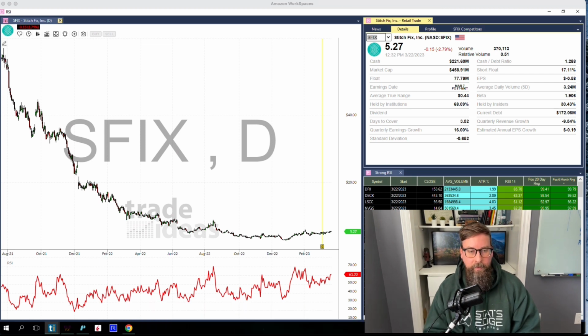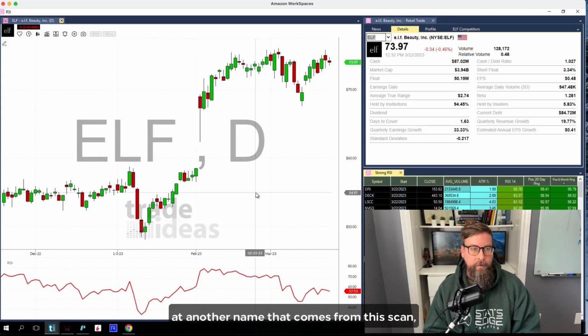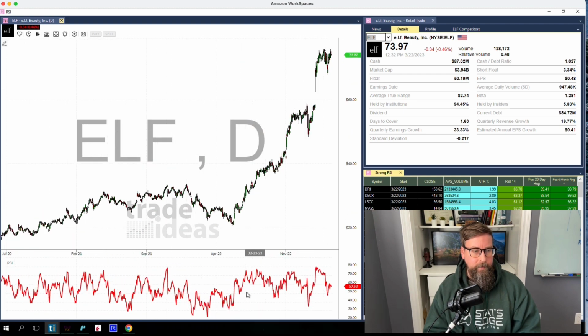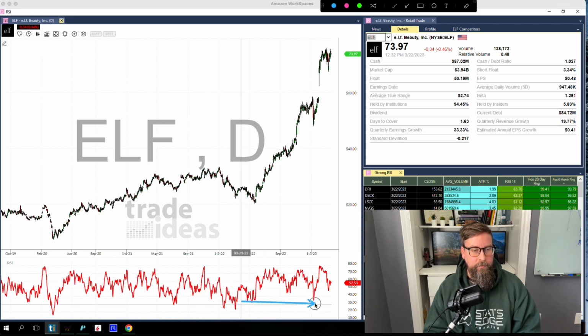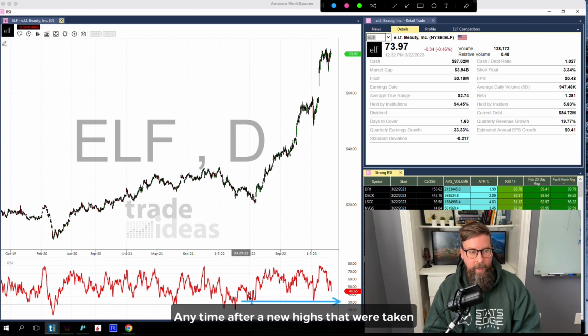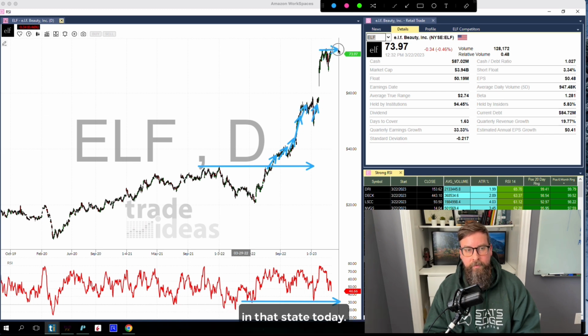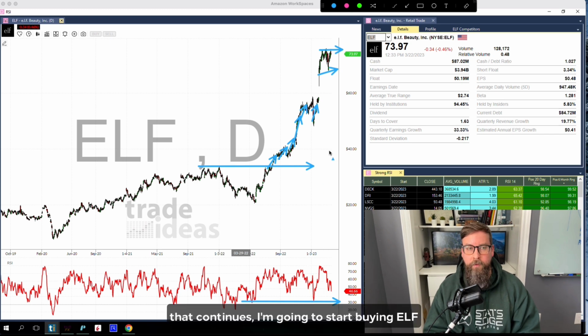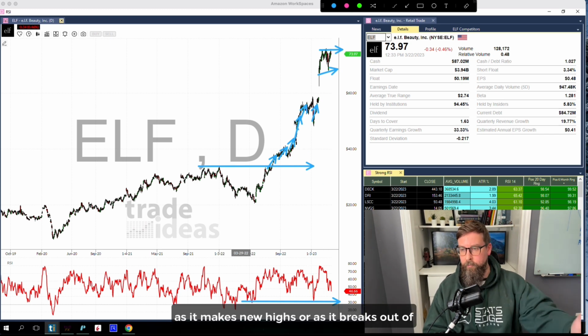Let's take a look at another name that comes from this scan, ELF. If I go back on ELF here, you can see, again, another year of RSI unable to get oversold. Any time after new highs were taken out and we noticed it was unable to get oversold, this has been an amazing buying opportunity and is still in that state today. So maybe you could say, as long as that continues, I'm going to start buying ELF as it makes new highs or as it breaks out of bases or whatever that is.